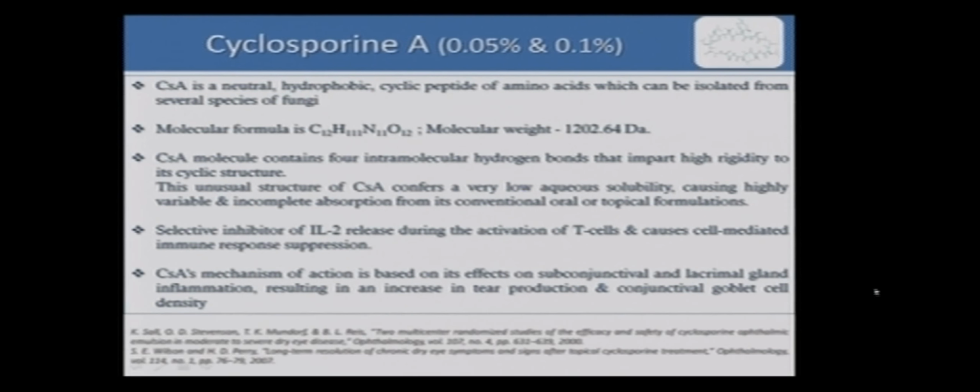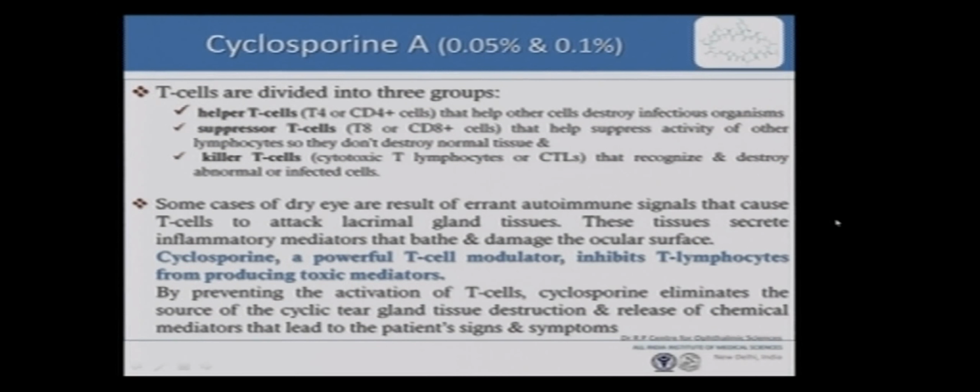Cyclosporin is a neutral hydrophobic cyclic peptide molecule, with a given molecular weight as depicted here. But how does it really act? It acts by inhibiting interleukin-2 release from activated T cells. Well, that's a lot of immunology to understand for most of us. So just to simplify it and make you understand at what molecular level this molecule acts, otherwise your treatment is going to be a failure when you just prescribe this for your patients.